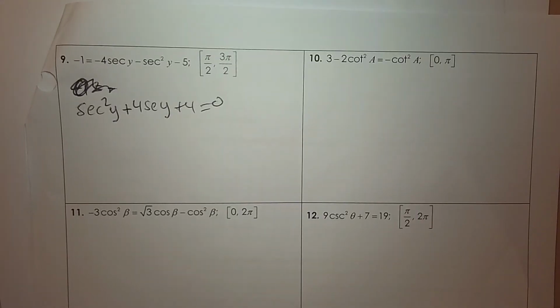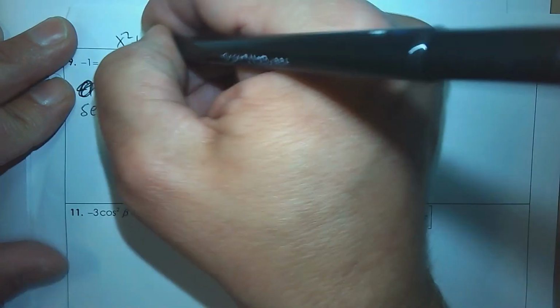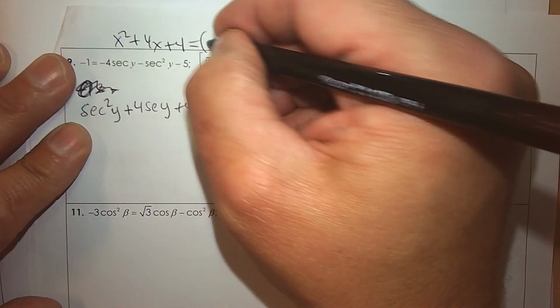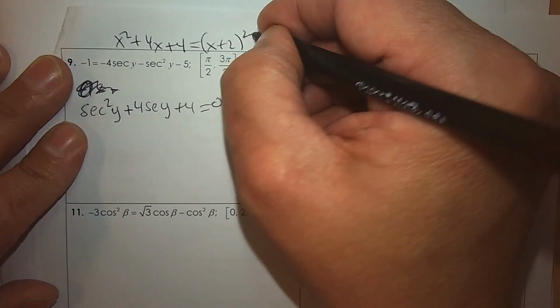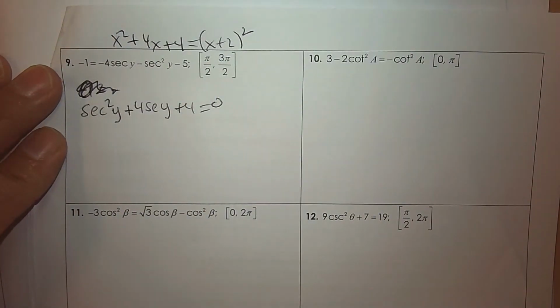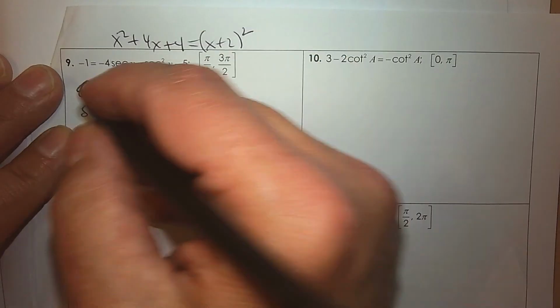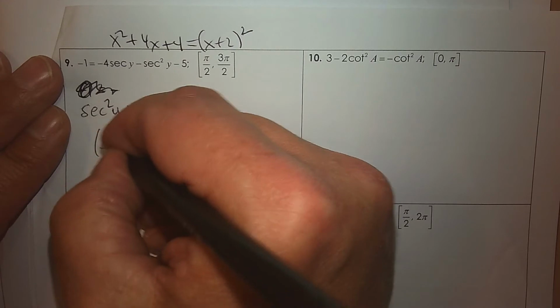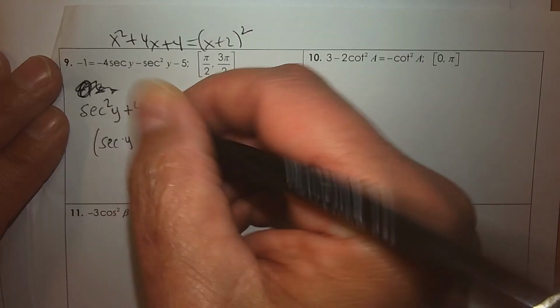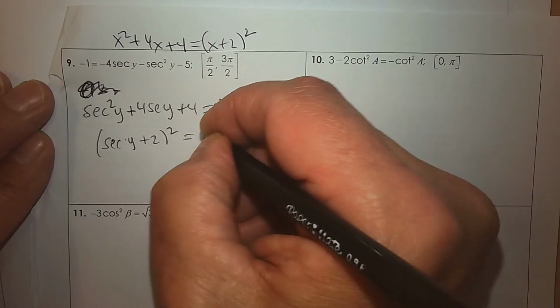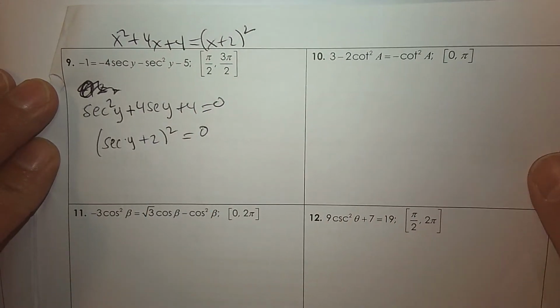So think of this the same as you would think of x squared plus 4x plus 4. Same idea. So how would you factor this? It would just be x plus 2, or x plus 2 squared. Same thing here, it's just that you don't have an x. So in this sense, you would have secant y plus 2, and it would be squared instead. So you only have one answer here.